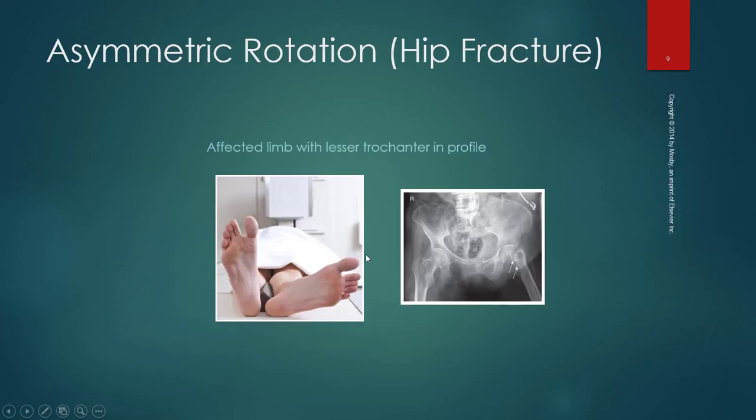Here's one where the affected limb is falling out to the affected side. When that does, you can actually see it starting to look more like a lateral position of the hip and not so much of an AP.